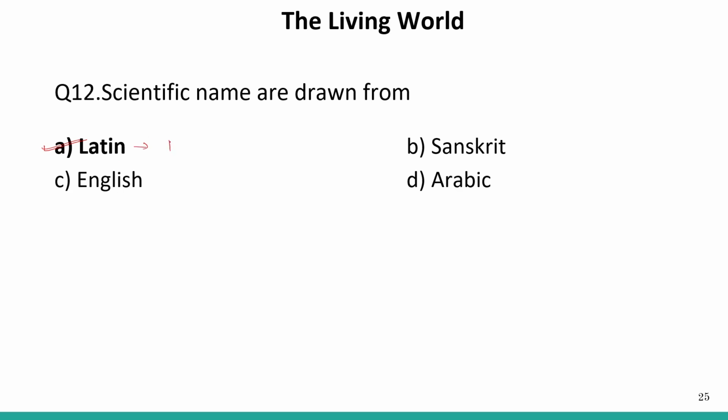Scientific names are written in Latin. Why are they written in Latin? Because Latin is a dead language, and the meaning of the words remains the same.